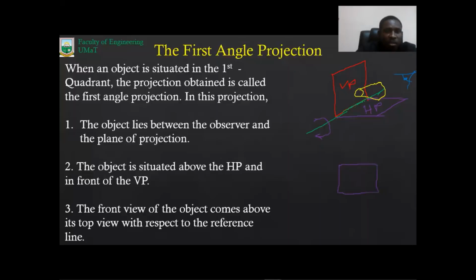We have the reference line. This is our reference line, and our vertical plane. Okay, so you can see that we are going to have our front over here, and then our plan over here, depending on how you visualize the object, because there can actually be another vertical plane over here.